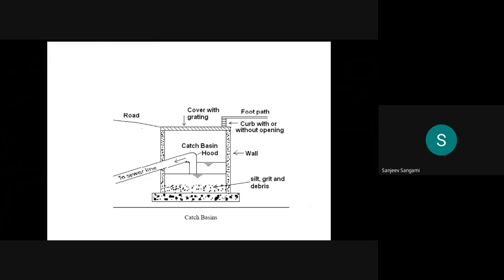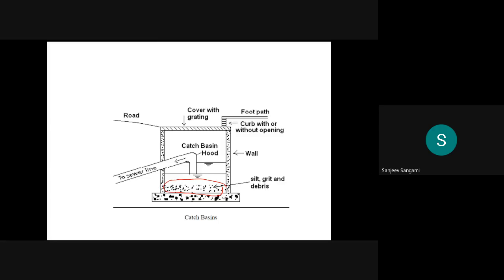If you see, this is a sewer line. When it is going, you can see the accumulation of silt as well as debris present in the sewer network, which can be removed in the catch basin. And this is the wall. Of course, it is made of RCC, sometimes masonry, based on the load of the sewer. If the load is more, it is better to go for reinforcement. Otherwise, a masonry structure is enough for the catch basins.